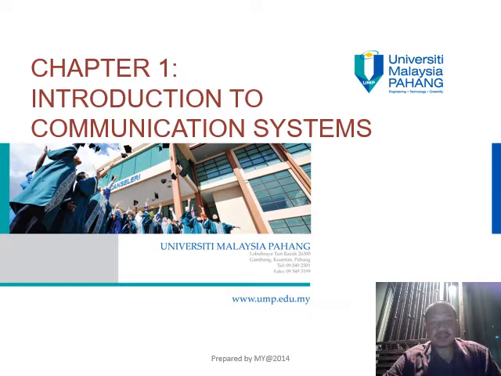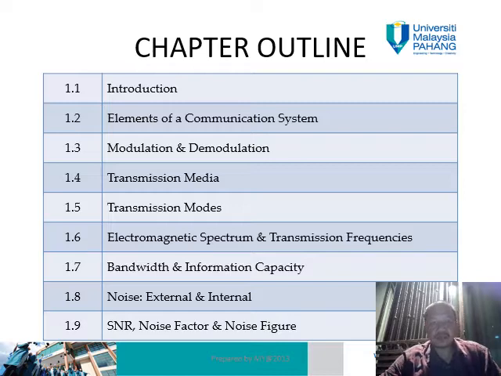So this is chapter 1, Introduction to Communication Systems. We will discuss briefly the first part of this chapter. This chapter consists of the following subtopics, from introductions to signal to noise factor and also noise figure. So this will cover 9 subtopics for this chapter.